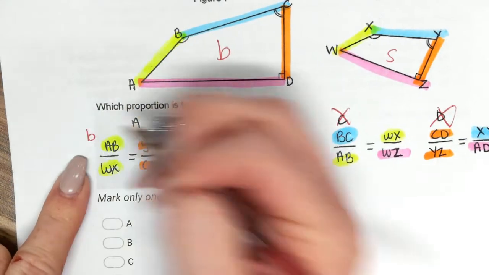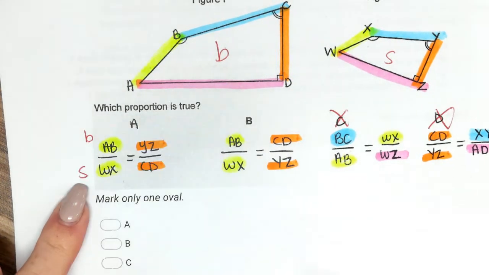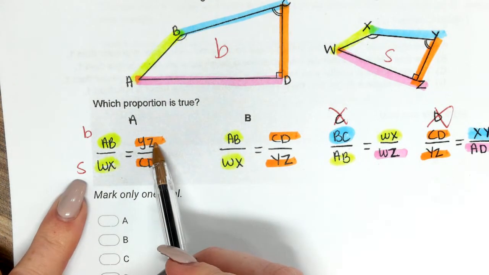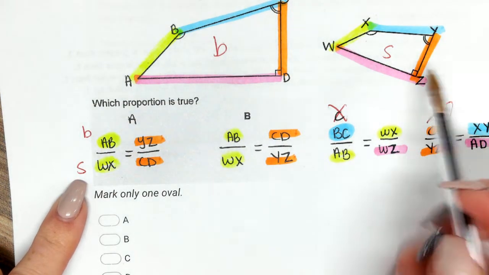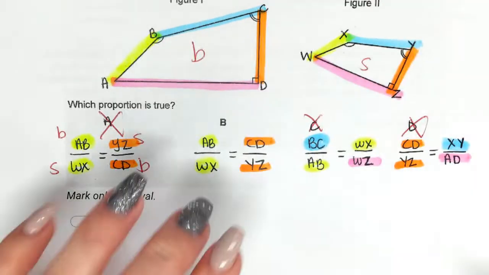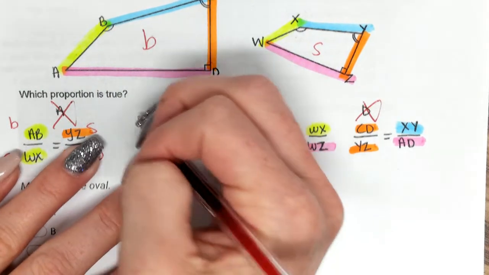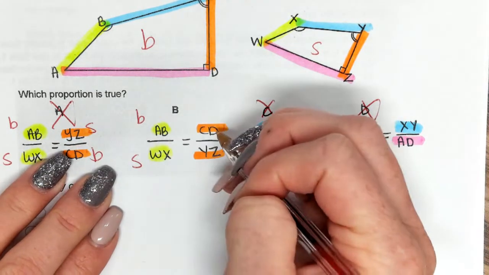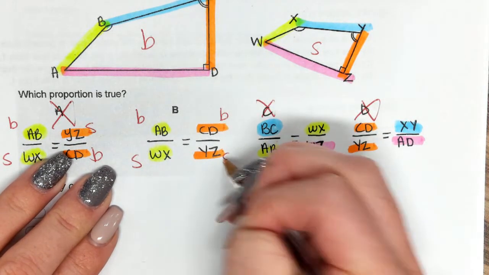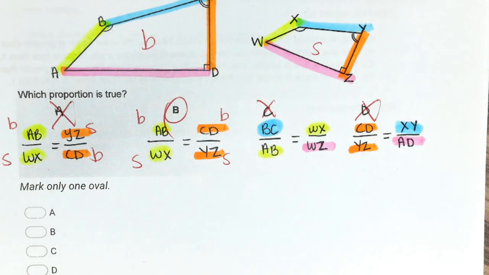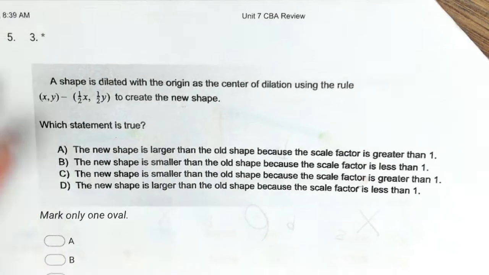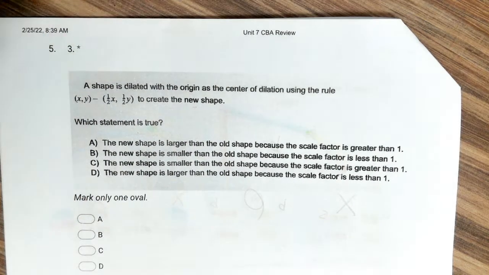AB came from the big shape. WX came from the small. So if this is correct, YZ has to be coming from the big, but is YZ coming from the big? No. So A is out. It has to be B, but let's look at it. AB is from big, WX is from small, CD is from big, YZ is from small. So it lines up with those and it lines up with colors. Any questions on similar figures? Nope. All right, turn the page. What was the clue word in this problem?